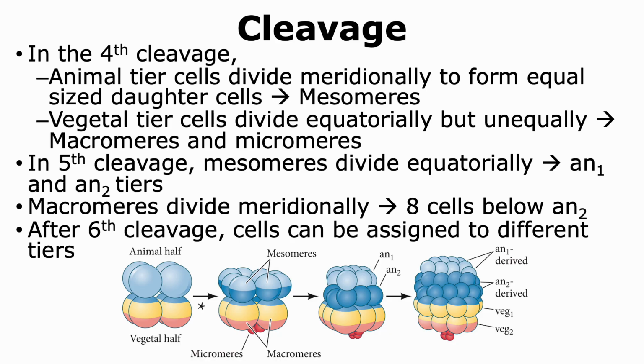Now after the sixth cleavage, the cells can be assigned to different tiers. For example, when we look at the blue box, the cells right at the top were derived from the AN1 tier. The dark blue cells are the AN2 derived cells. Then we have the vegetal 1 derived cells and the vegetal 2 derived cells. It's not shown in this figure, but ultimately we will also have large macromeres and small micromeres. Okay?